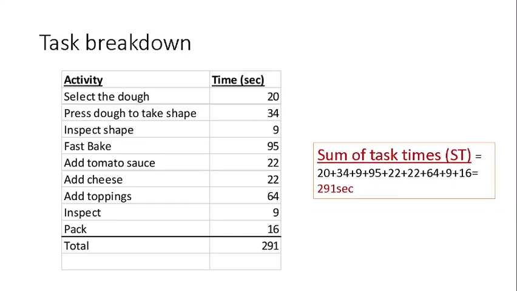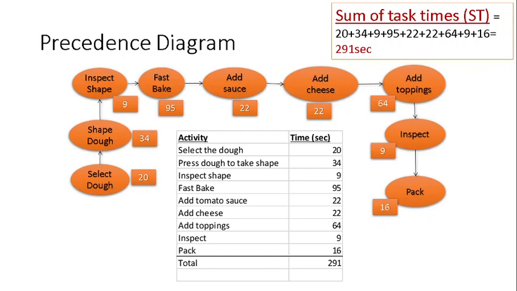If we sum all those tasks, we will have the sum of task times, which is defined as the total time of all the tasks in order to create one unit of this product. In our case, it is 291 seconds. This is important because it will give us the base in order to find out later on the cycle time and the number of workstations that are required. As we said, the activities here are presented in this table.